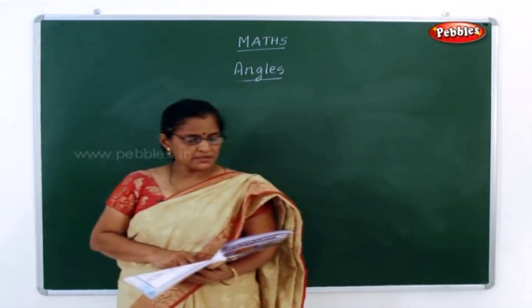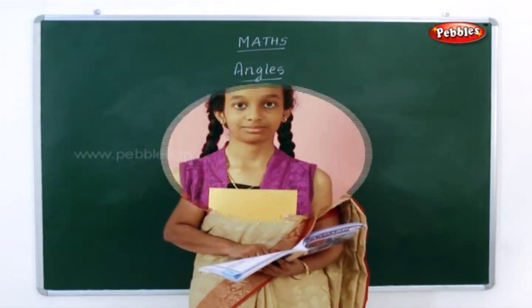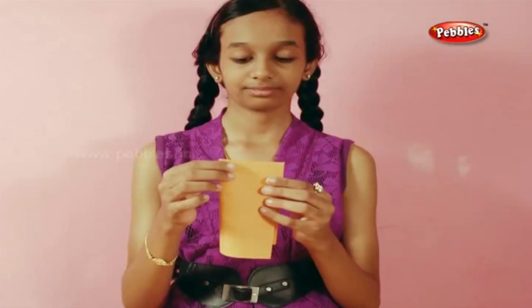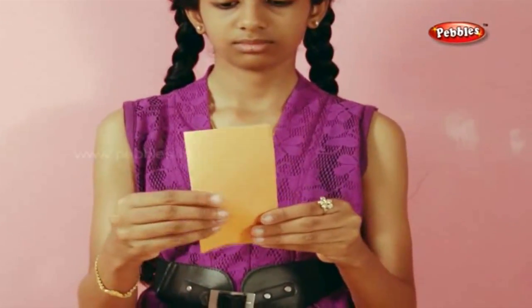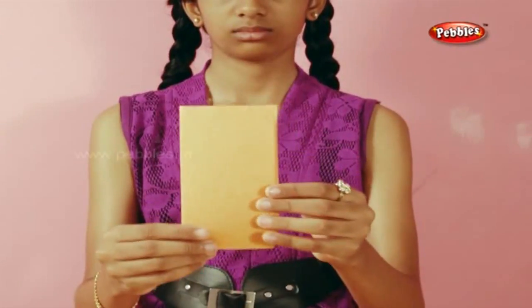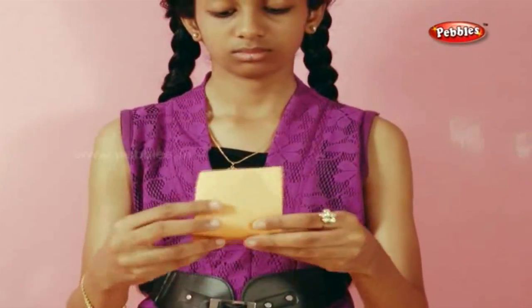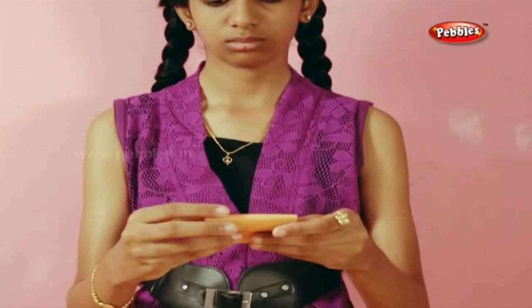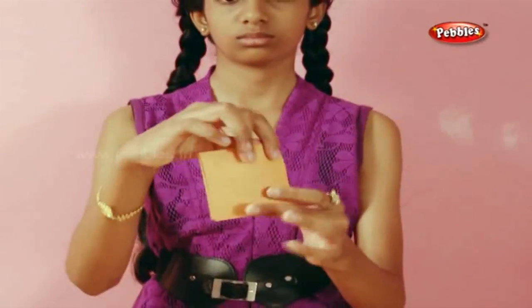See, the next one is the paper folding activity. The first step is take a square sheet of paper. The second step is fold it in half. The third step is you have to fold it once more and press it.